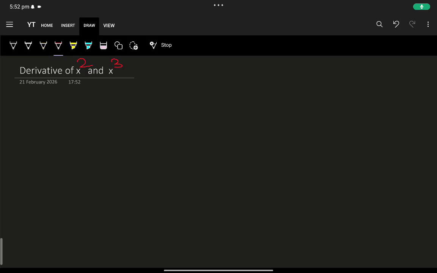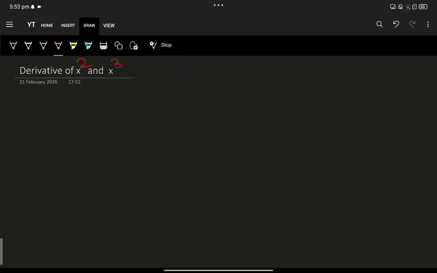Hello. Today we'll talk about the derivative of x square and x cube. Okay, so how can we interpret it geometrically? The geometrical way will be something like this.